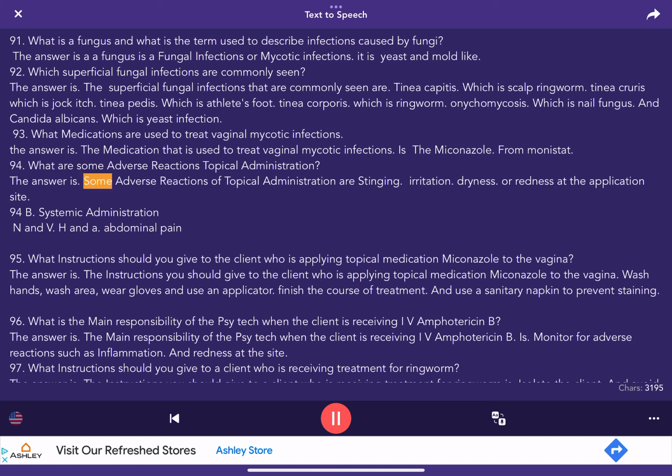94. What are some adverse reactions of topical administration? The answer is, some adverse reactions of topical administration are stinging, irritation, dryness, or redness at the application site. 94b. Systemic administration: nausea, vomiting, and abdominal pain.